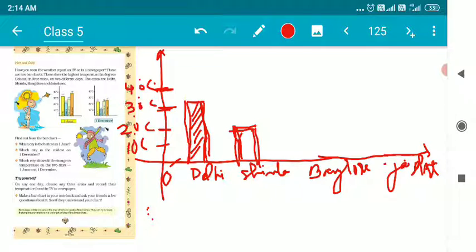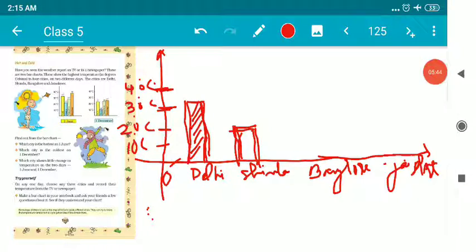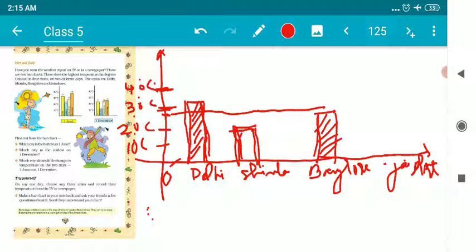So now children, the temperature of Bangalore is around 28 degrees Celsius. So 28 degrees will lie just a bit below 30 degrees Celsius. So we'll just draw the bar like this and we will count till the height of this bar. Actually it's about the height of the bar.